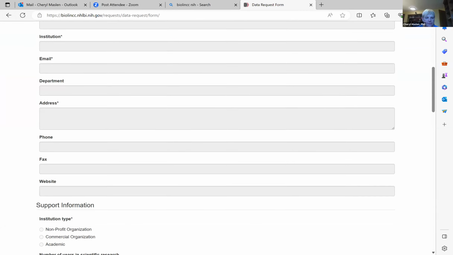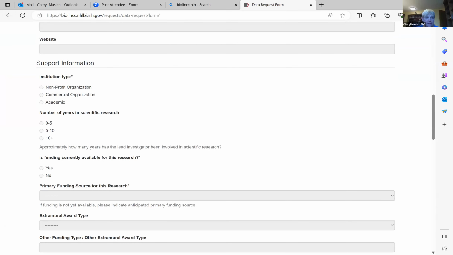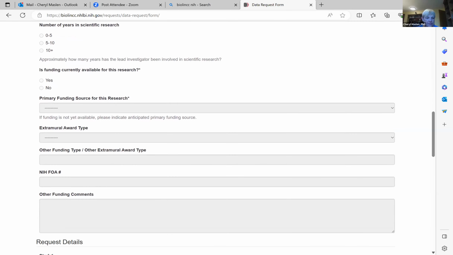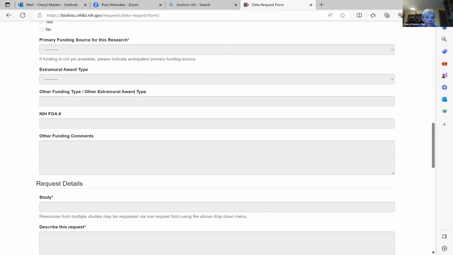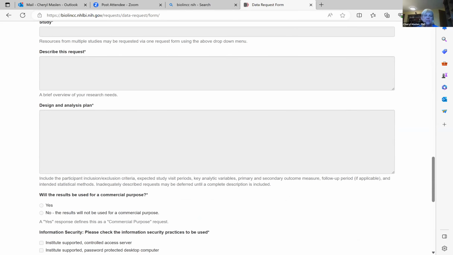Personal information about you, the support type, what institution you're at, the number of years in scientific research, is there funding available, what's the funding, what's the extramural award. So, quite detailed. And then the request details. This is essentially a protocol of your study. You have to give them a lot of information here in order for them to assess whether this study is geared to be successful and is important and meets the mission of NHLBI and GenTAC.